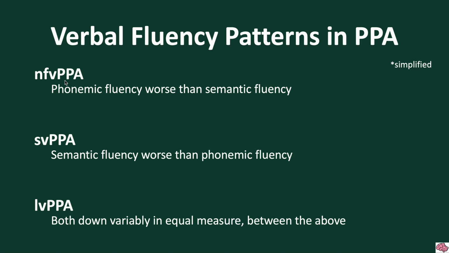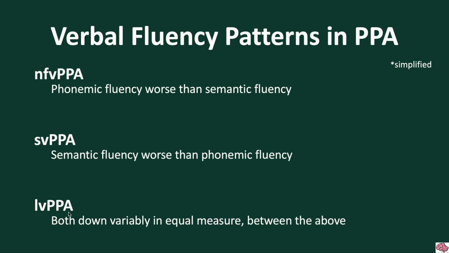So in non-fluent variant primary progressive aphasia, phonemic fluency is much worse than semantic fluency, although both are down. And that reflects the fact that in non-fluent variant primary progressive aphasia, the site of maximal atrophy and pathology is particularly in the frontal lobe. In contrast, in semantic variant primary progressive aphasia, semantic fluency is much worse than phonemic fluency. Again, that reflects the fact that in semantic variant PPA, the site of maximal atrophy is centered on the anterior temporal lobe.